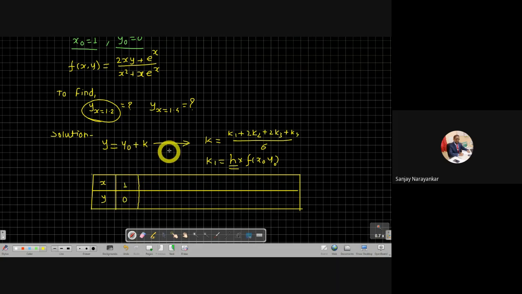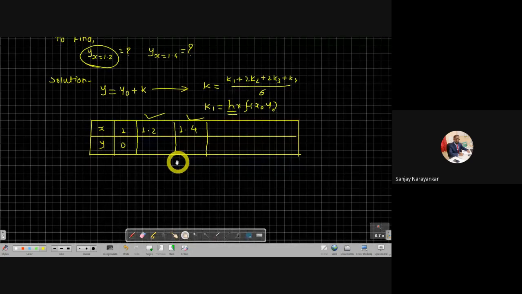Now what's the step size? H is equal to 0.2. So I have to write here 1.2, 1.4. That's all. We have to find out 1.2, 1.4. Pretty good. Means what? In one step, I'll get 1.2. In second step, I'll get 1.4. Okay. In two steps, I'm getting a solution here. Good. So let us find for y at 1.2.